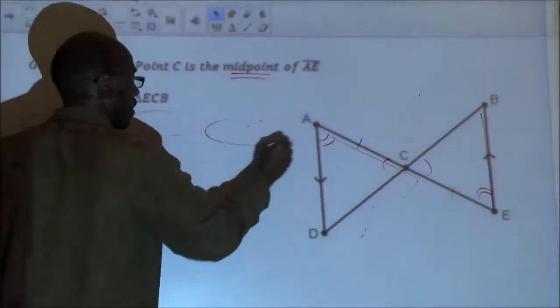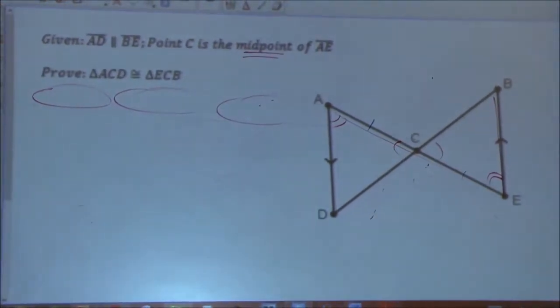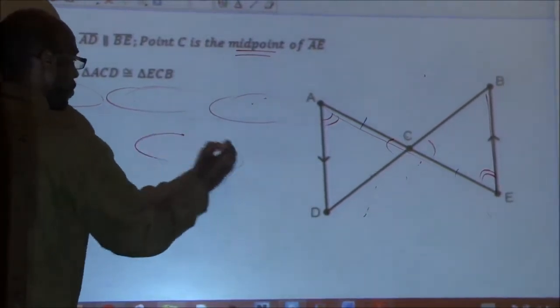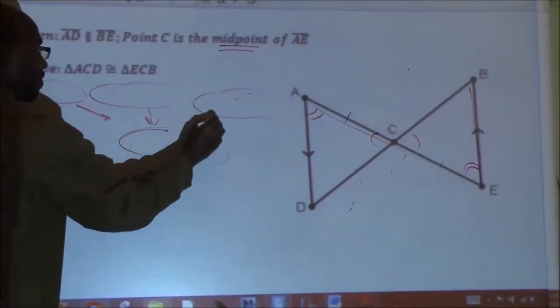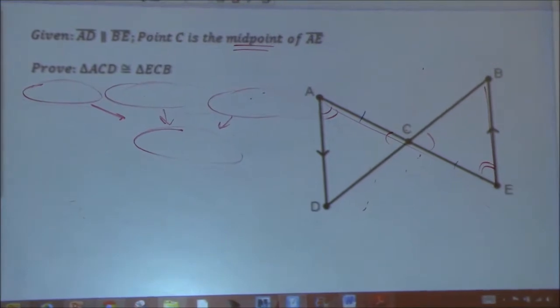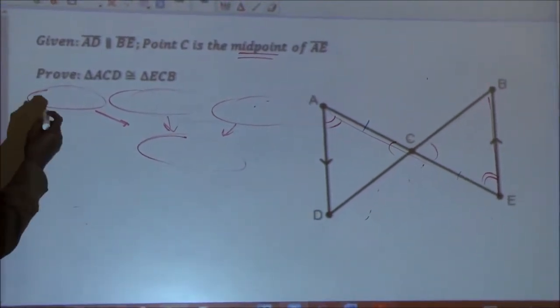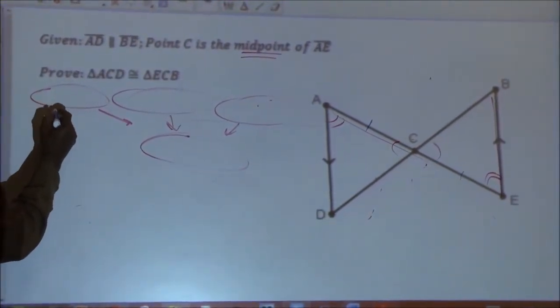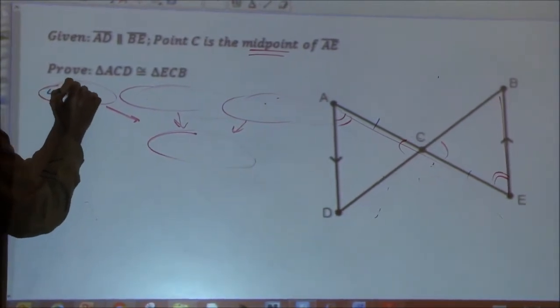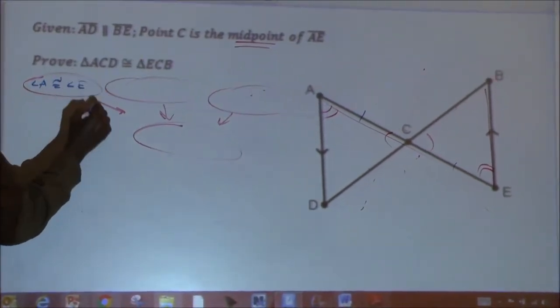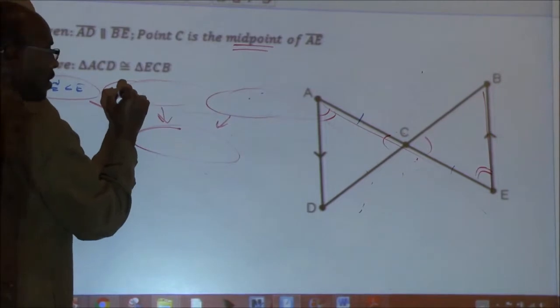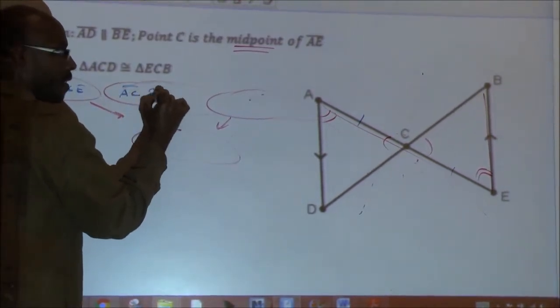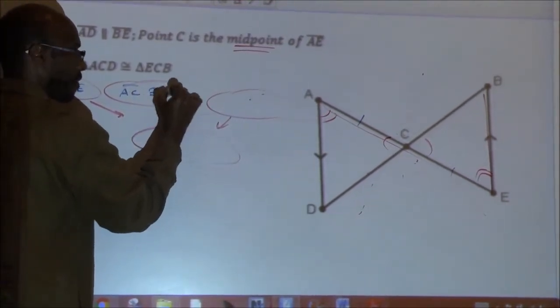Oh, shoot. It's an SAS, clearly. ASA, I can see that. Oh, I'm just writing until I can't anymore. Here we go. Angle A and angle E. Angle A. Angle E. Who's his friend? AC and EC.